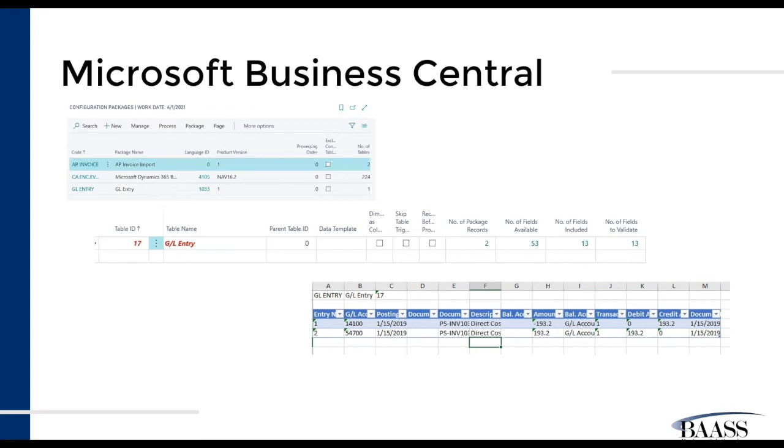When we get into the actual package, which is the middle image here, looking at the GL entry, it gives us an indication in terms of the number of fields. So that's the 3rd field from the right. And it also gives us an indication of how many fields we've included. So when we select something like GL entry, it will give us all of the available fields, but then we can go ahead and trim back and only have certain fields that we need available.